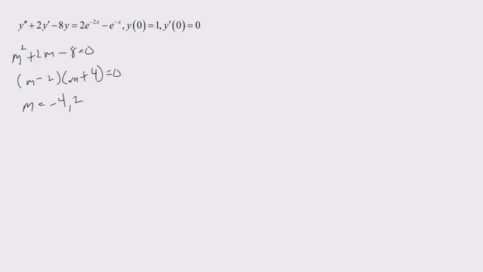And so my complementary form would be c1 e to the 2x plus c2 e to the negative 4x. And more specifically, I now have a y1 and a y2. Sorry, e to the 2x and e to the negative 4x. Okay, so I can set up my Wronskian.